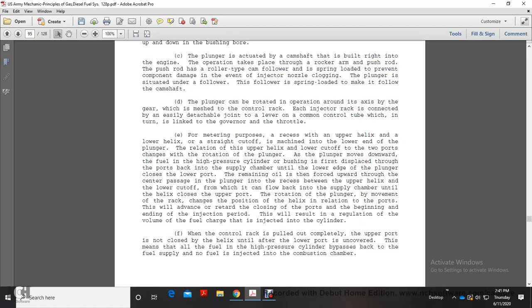Rotation of the plunger, by movement of the rack, changes the position of the helix in relation to the ports. This advances or retards the closing of the ports, changing the beginning and ending of the injection period. As a result, the volume of fuel charge injected into the cylinder is regulated.